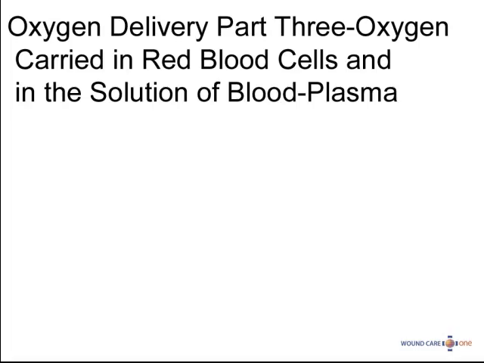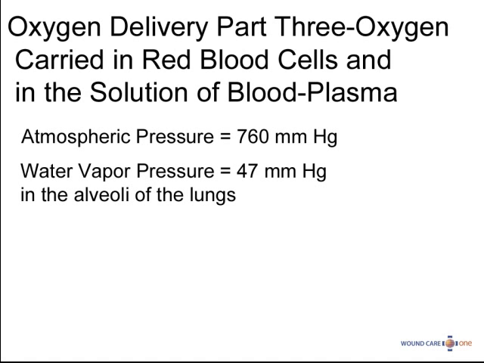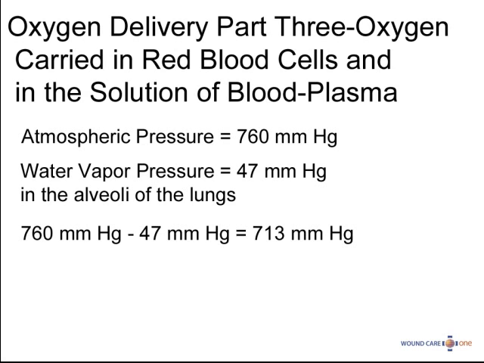Each of the gases within the alveoli exerts a partial pressure. This is Dalton's law. The atmospheric pressure is approximately 760 millimeters of mercury pressure. The water vapor pressure inside the alveoli is known to be about 47 millimeters of mercury pressure. So 760 millimeters of mercury atmospheric pressure minus 47 millimeters of mercury pressure for the water vapor pressure equals 713 millimeters of pressure for the remaining gases in the alveoli.